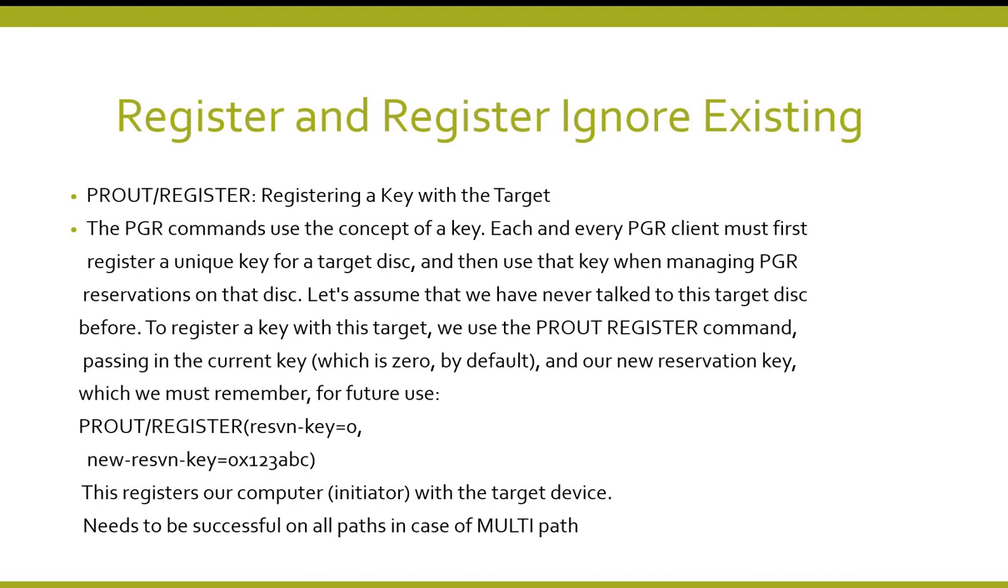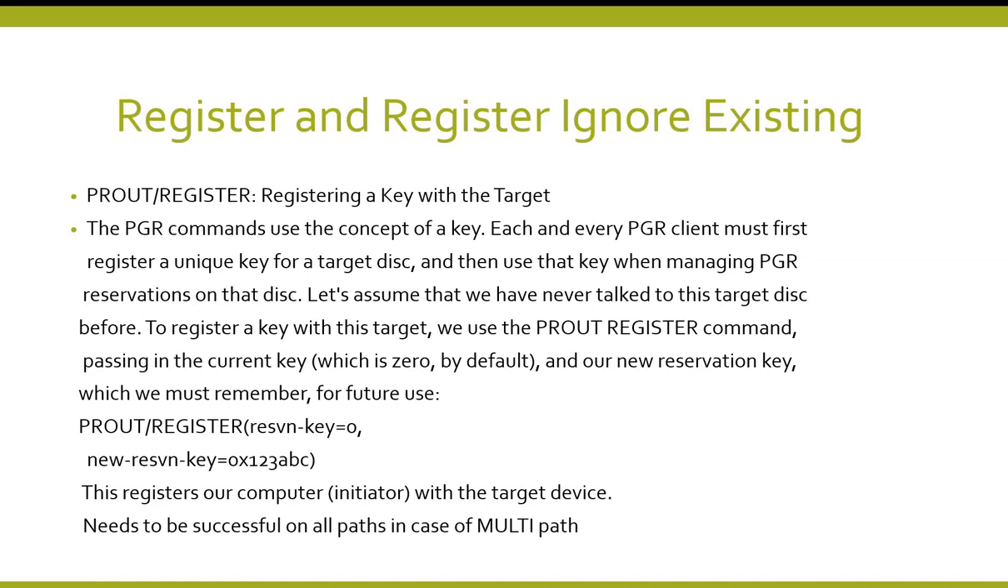Now, register ignore existing is how reservations start off. Each client must first register a unique key for a target disk. Then it uses that key when monitoring its persistent group reservations on the disk. So to register a key, we use the register command. Register and register ignore existing are very similar. With register, if there's already a key registered, it'll fail. Register ignore existing ignores existing keys if you already registered a key.